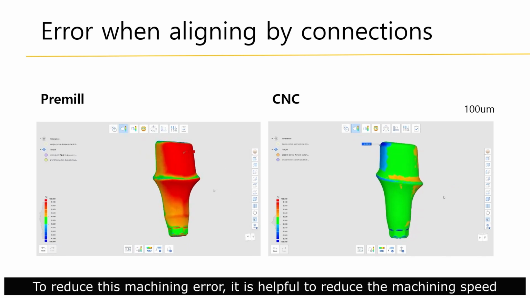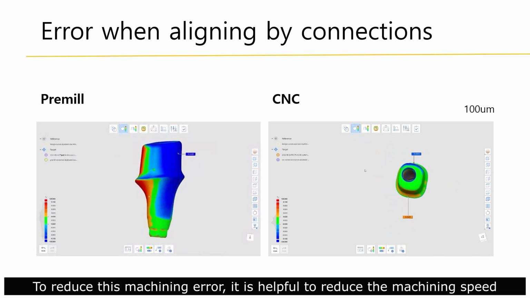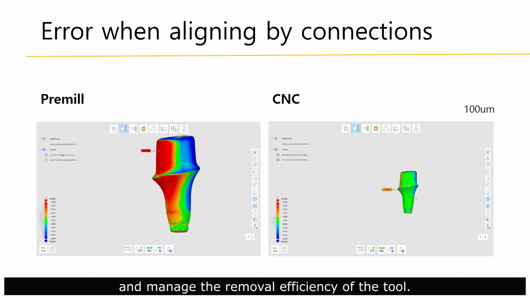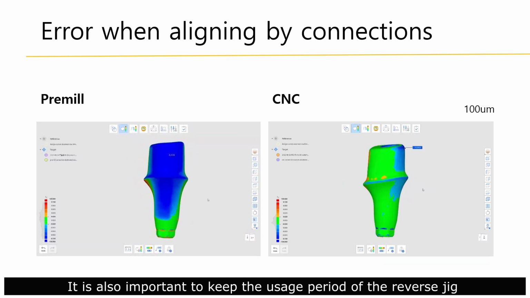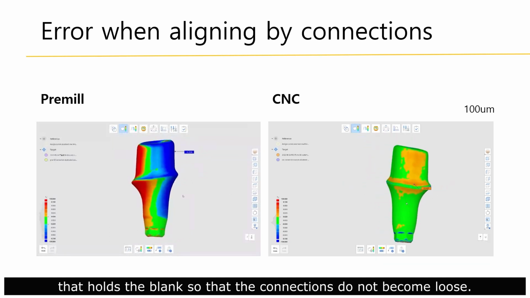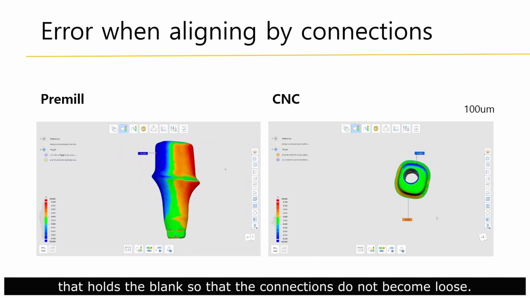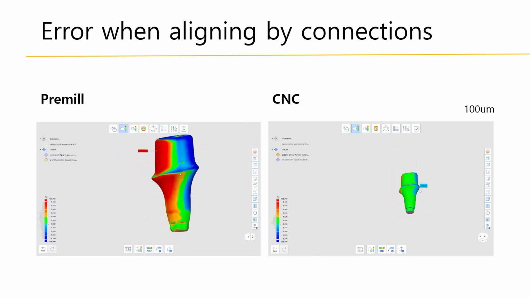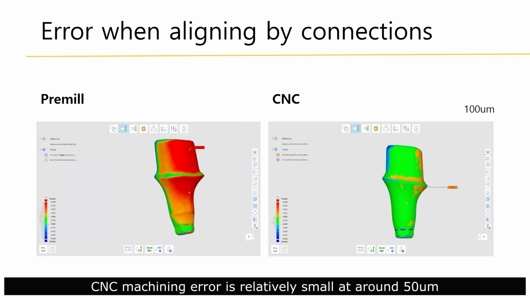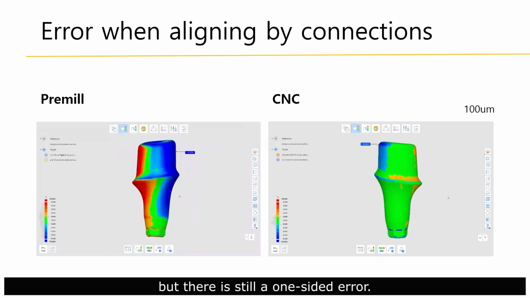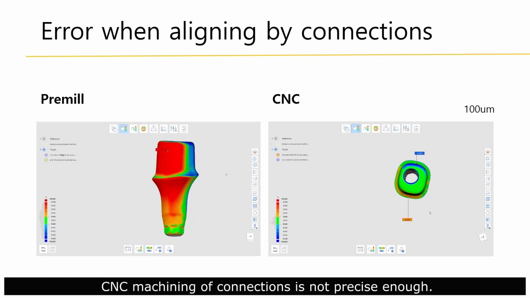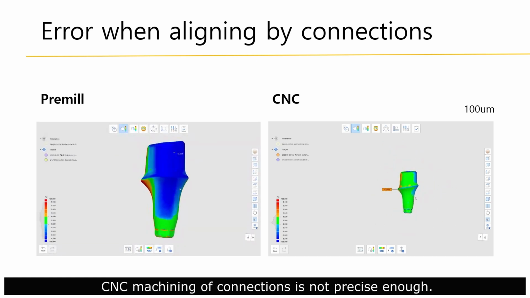To reduce this machining error, it is helpful to reduce the machining speed and manage the removal efficiency of the tool. It is also important to keep the usage period of the reverse jig that holds the blank so that the connections do not become loose. CNC machining error is relatively small at around 50 micrometer, but there is still a one-sided error. My opinion on this issue is that the CNC machining of the connection is not precise enough.